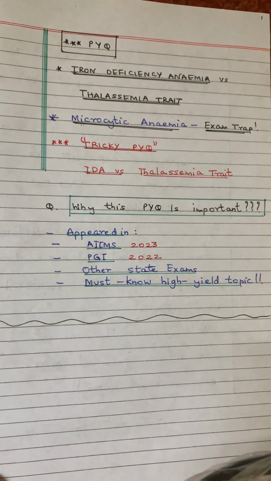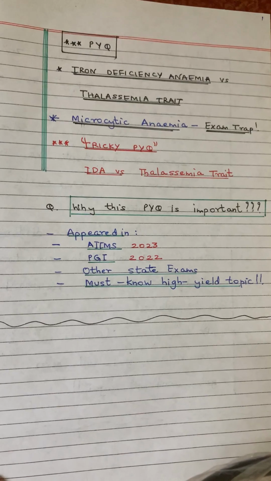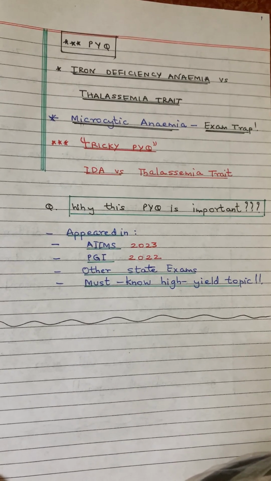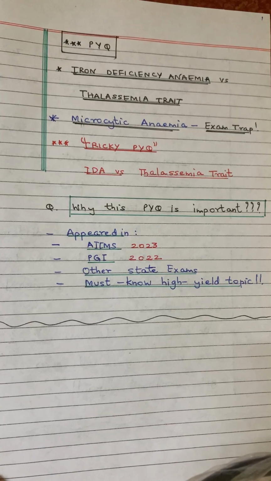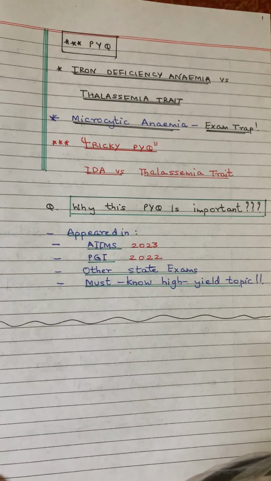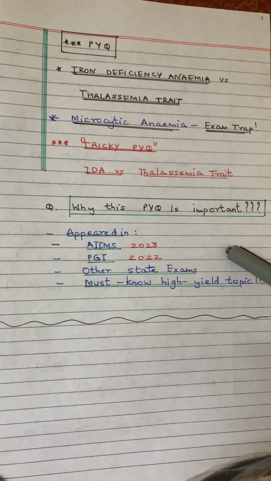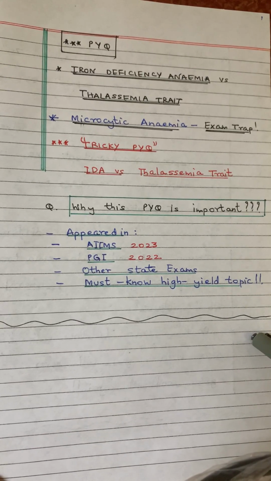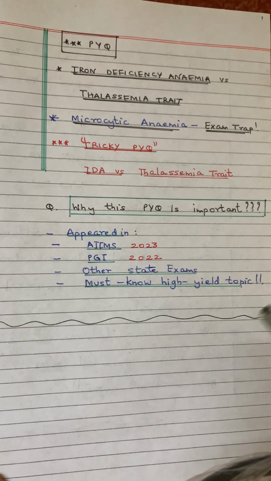Most important PYQ: Iron Deficiency Anemia versus Thalassemia Trait. Microcytic anemia. This is an important exam trap. Tricky PYQ. Why is this PYQ important? Because it appeared in AIIMS 2023, PGI 2022, and other state exams. So this is a must-know high-yield topic.